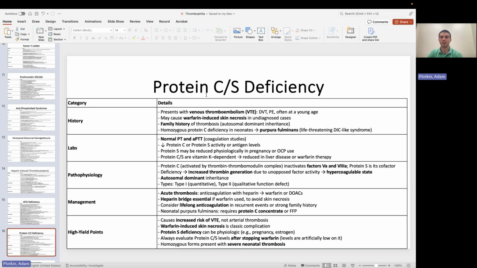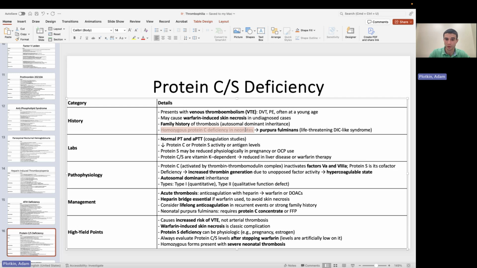All right. Protein C and protein S deficiency, we've actually kind of already talked about these two. So again we could see venous thromboembolism. It may cause the warfarin-induced skin necrosis, which I've talked about already. We could see a family history. And then homozygous protein C deficiency in neonates can cause purpura fulminans, which will basically present like DIC. Okay, I've kind of already talked about that when I talked about warfarin-induced skin necrosis.